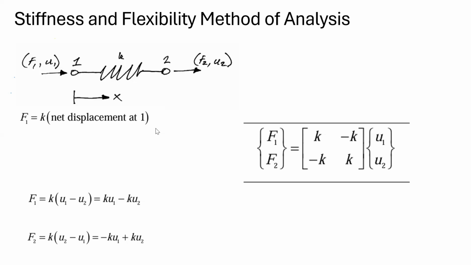This is also called the displacement method, because we are obtaining the displacements first, whereas in the flexibility method, we are obtaining the forces first. That's why it is called the flexibility method, force method, or consistent deformation method. In the stiffness method, how do we calculate U1, U2? Since we know F1, F2, just take the inverse of the K matrix multiplied by F1, F2, and you will get the displacements.